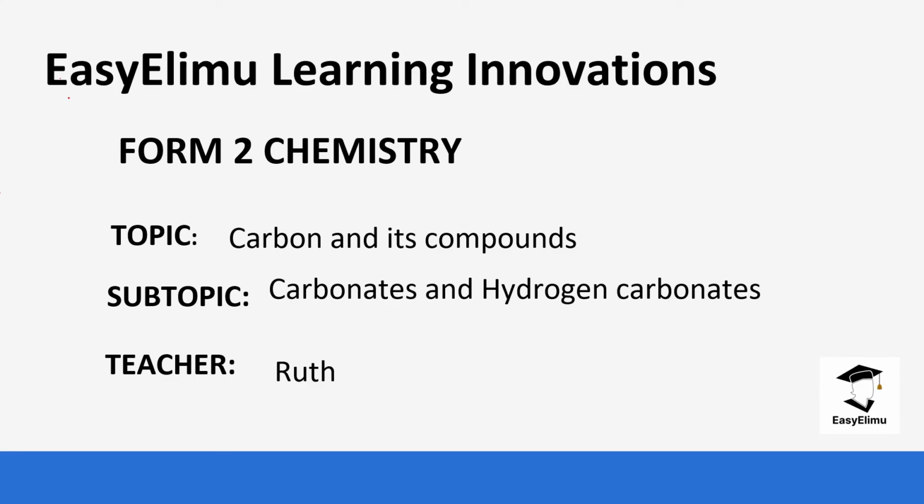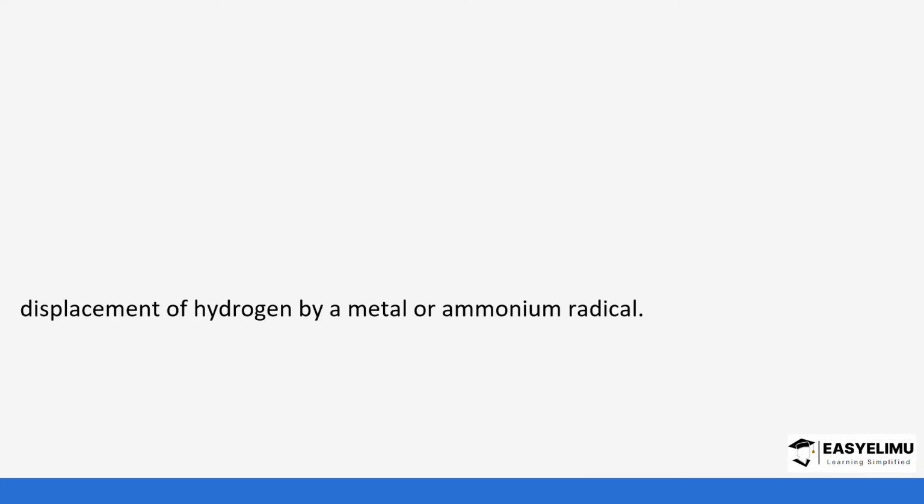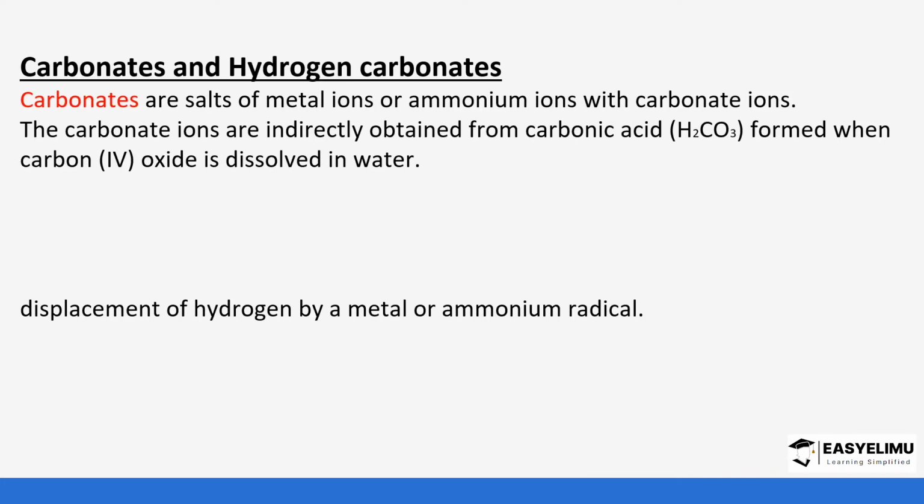My name is Ruth, and today we are going to be learning on the topic carbon and its compounds. You're going to be looking at carbonates and hydrogen carbonates. So we're going to look at the reactions of carbonates and hydrogen carbonates with acids and the action of heat on carbonate and hydrogen carbonate. Some of these reactions, we did them when we were discussing on salts, so you can go back and check those videos. So we'll start with carbonate and hydrogen carbonates.